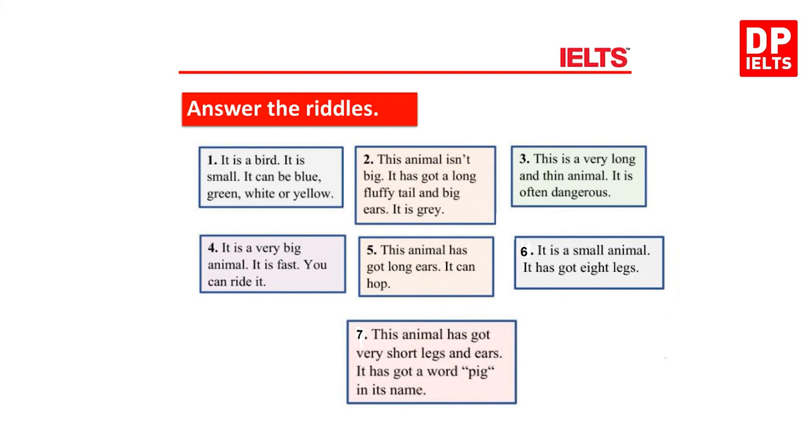Can hop. Sixth one. It's a small animal. It has eight legs. Seventh. This animal has very short legs and ears.